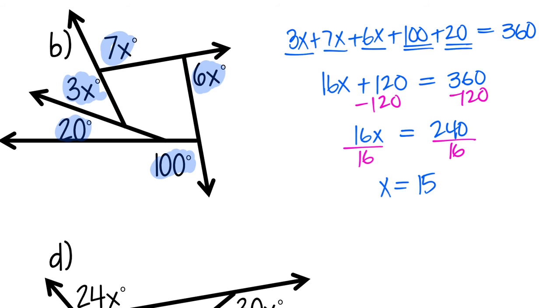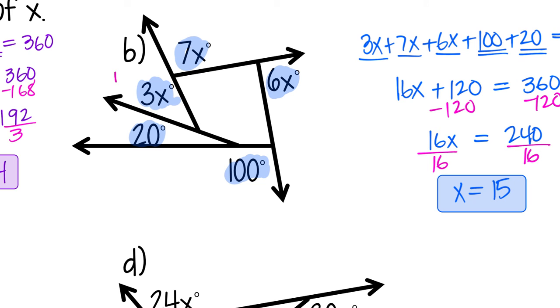And same as before, now that I know that this is 15, I can find the value of those missing angles. So 3 times 15 is 45. This is 105. And then this one is 90, meaning that's a right angle.